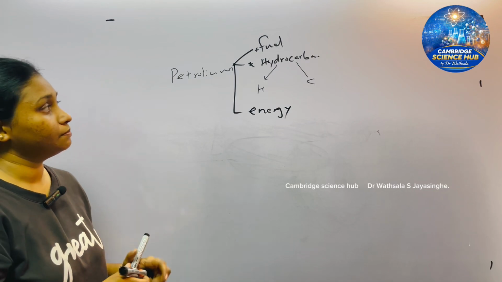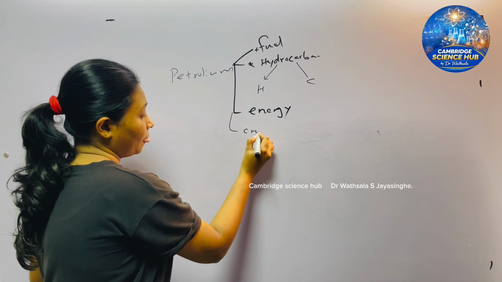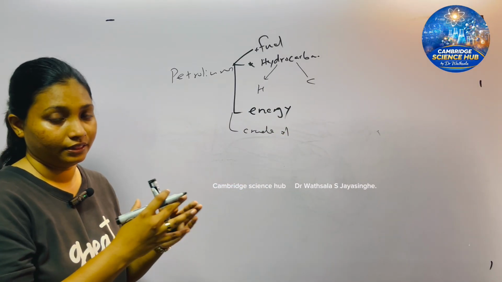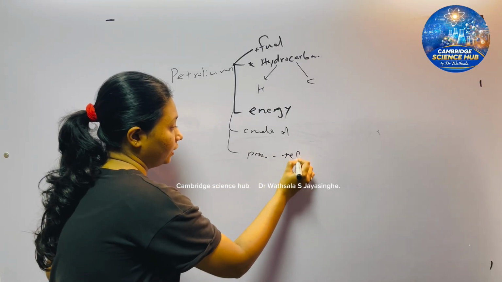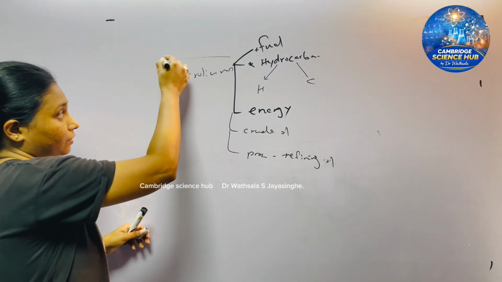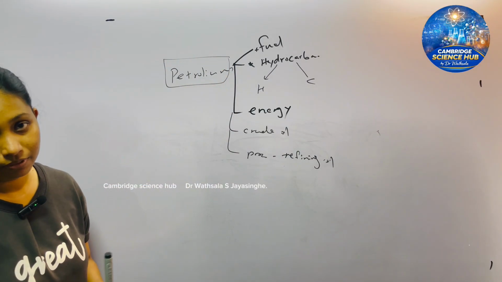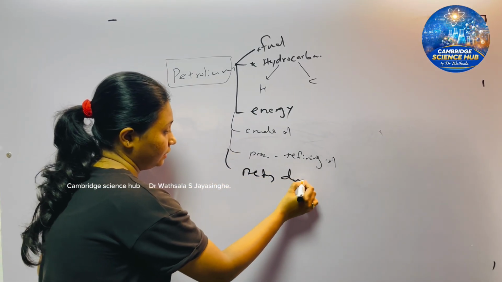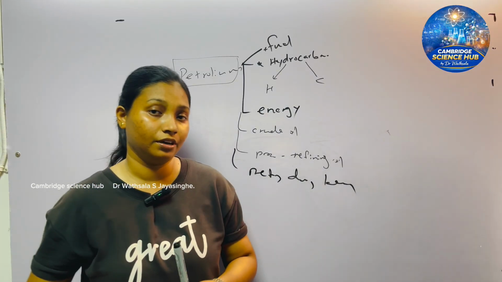And the other thing is petroleum is also known as crude oil. Crude oil should go through a process, then only we can use it. The process is known as refining oil. Okay, refining oil. Then only we can use this petroleum as a fuel. Some examples for petroleum products are petrol, diesel, kerosene oil, etc. Now you understand the value of petroleum products.